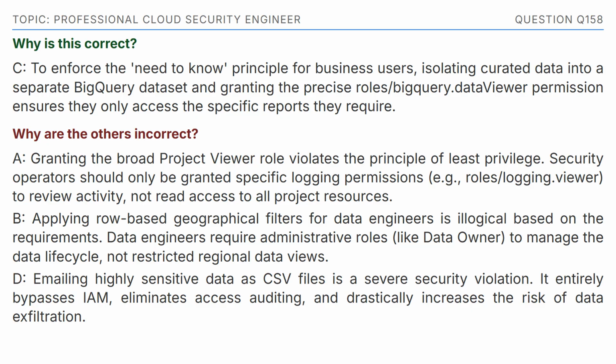Why are the others incorrect? A. Granting the broad project viewer role violates the principle of least privilege. Security operators should only be granted specific logging permissions, e.g., roles/logging.viewer, to review activity, not read access to all project resources. B. Applying row-based geographical filters for data engineers is illogical based on the requirements. Data engineers require administrative roles, like data owner, to manage the data lifecycle, not restricted regional data views. D. Emailing highly sensitive data as CSV files is a severe security violation. It entirely bypasses IAM, eliminates access auditing, and drastically increases the risk of data exfiltration.